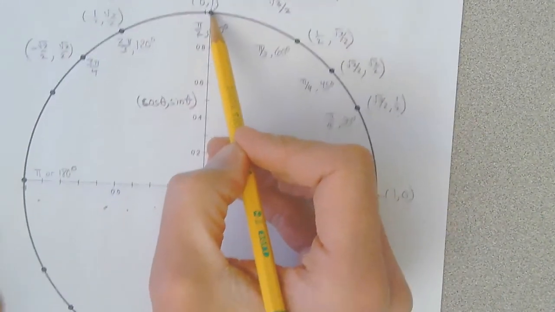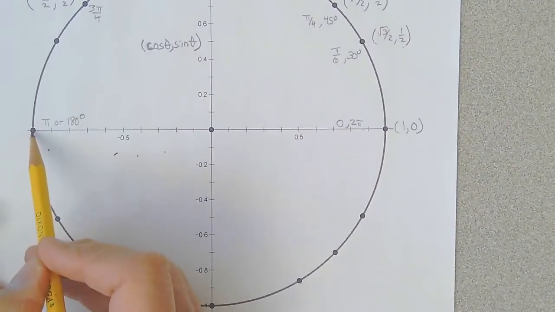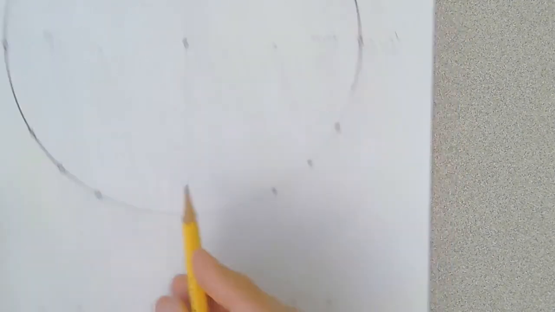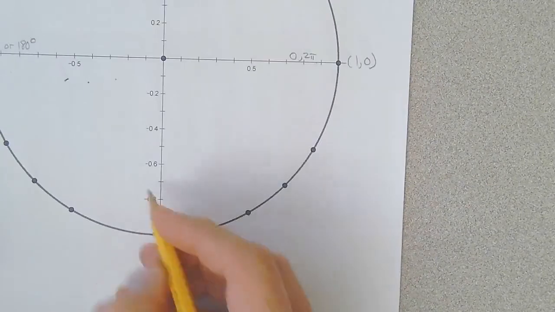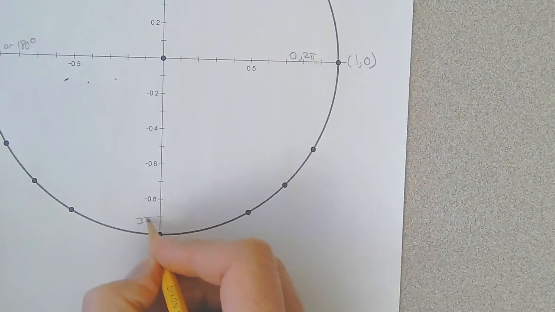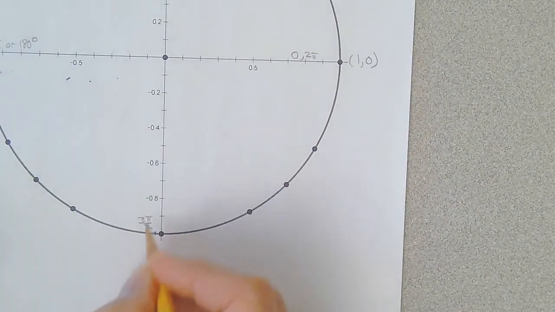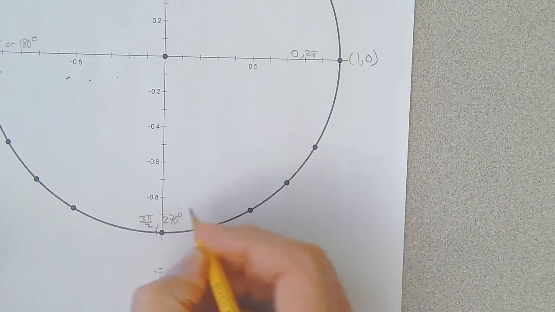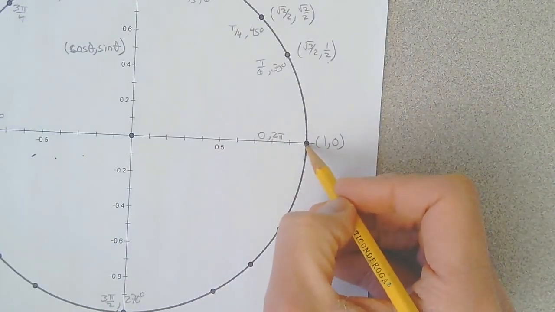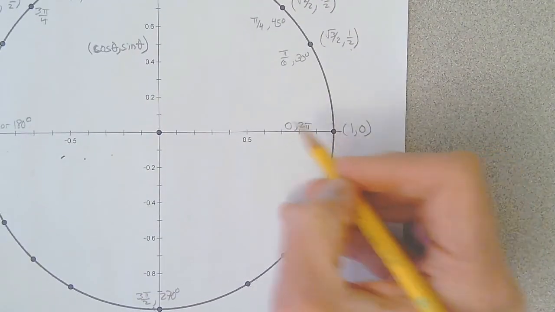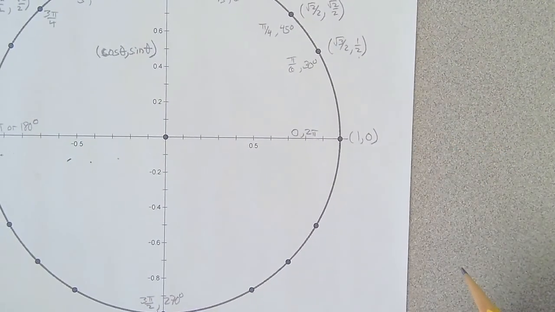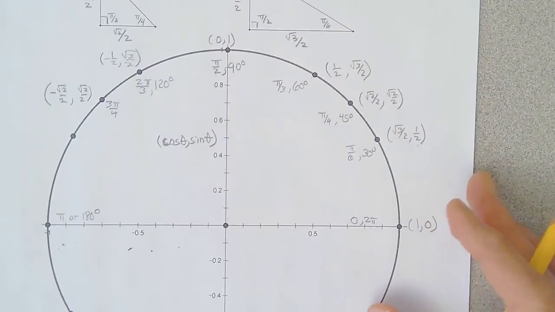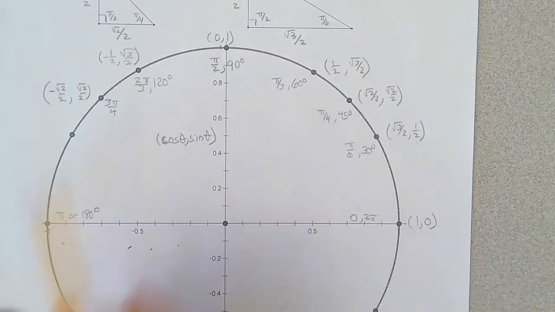I could even go by pi over 2s. This is 1 pi over 2. This is 2 pi over 2. 2 halves is 1. There's the pi. This makes that 3 pi over 2, which is the same as 270 degrees. And 4 pi over 2, and 4 over 2 is 2. Takes me back to the 2 pi. That should be enough information for you to fill out the rest of that.